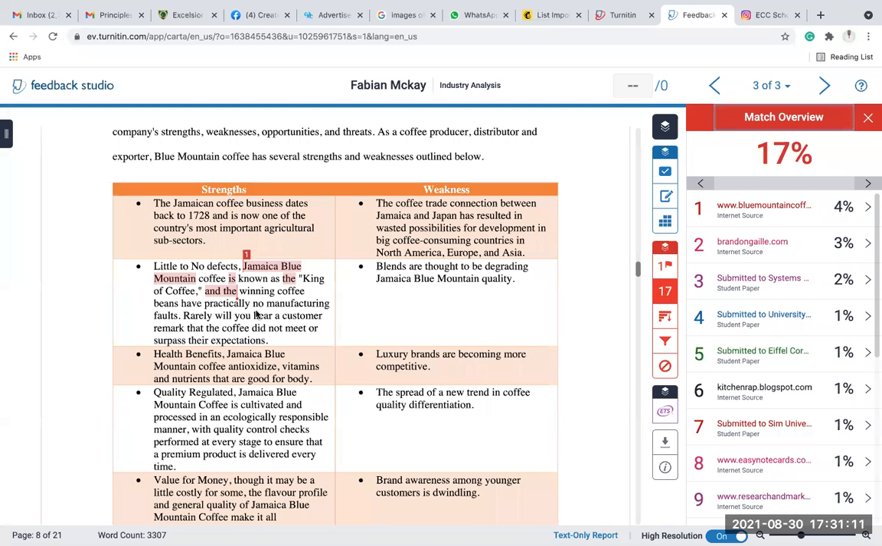All right, so what you're doing here, some of it is a little bit about the language of what you're writing. So listen, "no defects", you don't need to write it like that.